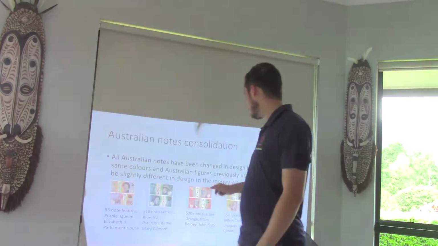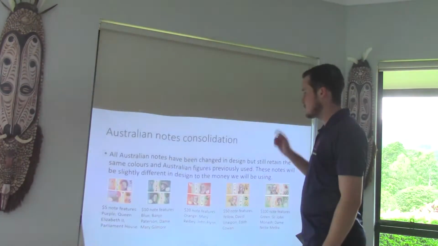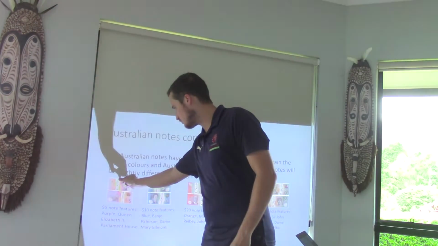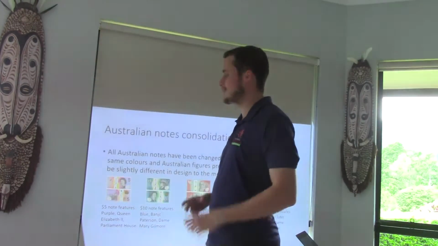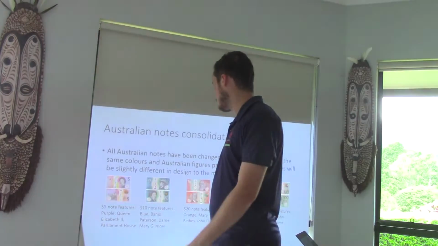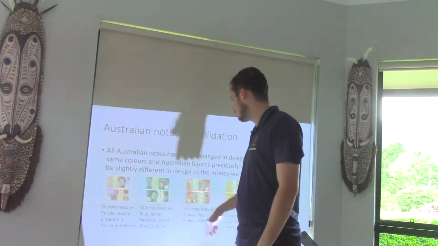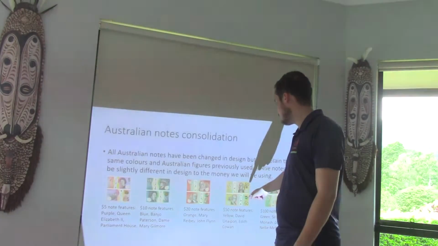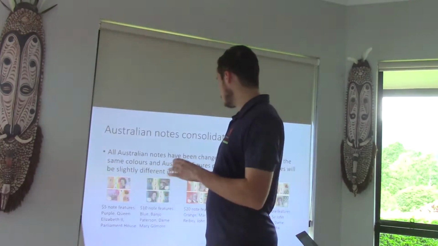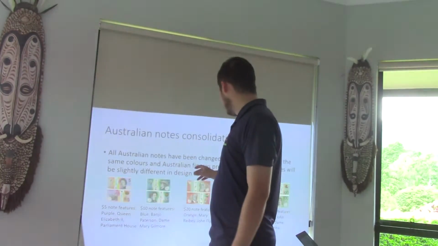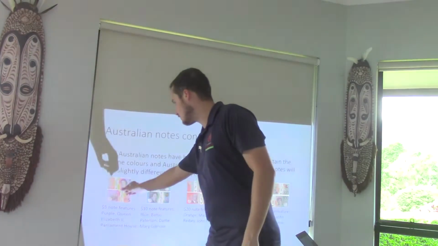Our notes have actually changed. They look a little bit different to the ones from the previous slide. They have this little translucent strip in between, and that just stops people from making money and counterfeiting that money, or it makes it more difficult. Our $5 note is purple, $10 note is blue, $20 note is orange, $50 note is yellow, and our $100 note is green. So nothing's changed with the size of the notes, or the colour of the notes, or the Australian figure on the front of them, but they have slightly changed in design.